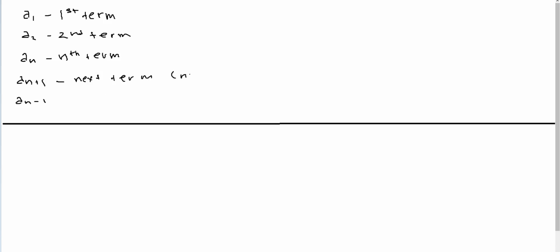So here are the general denotations of sequences. We have A1, which is given by the first term in the sequence. A2, obviously the second term in the sequence. And we have An, which is going to be the nth term of the sequence, or any term. We have A(n+1), which is going to be the next term in the sequence, or the n plus 1 term, and the previous term, which is going to be A(n-1). My apologies.